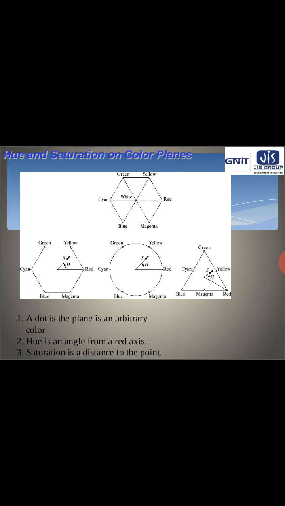This is the hue and saturation on color planes. Here we can have three geometrical shapes. One is hexagonal, another is circular, and the last one is the triangle. For the hexagonal, we can see in the middle it is white, because all the colors merge there. A dot in the plane is an arbitrary color, hue is an angle from a red axis, and saturation is a distance to the point which has been given in the diagram.